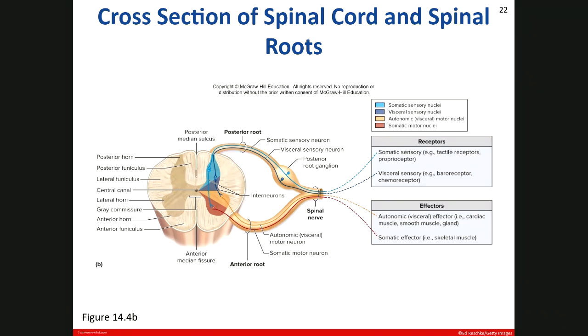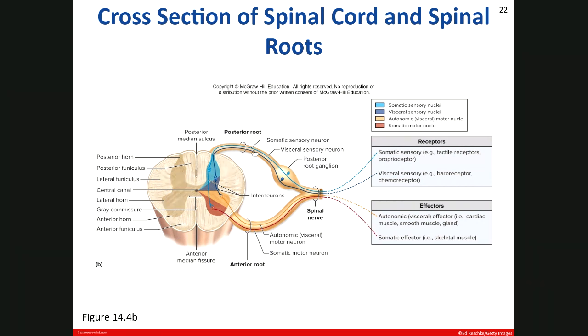Again, in this picture, you can see all of this information. In this picture, you have the blue lines here, the light blue and the dark blue. The light blue shows you somatic sensory nuclei. Somatic sensory means they come from tactile receptors and also your joints and your muscles. The dark blue shows you the visceral sensory. The information comes from the baroreceptors and chemoreceptors which you have inside your viscera.